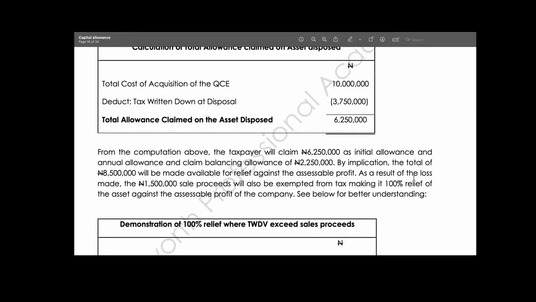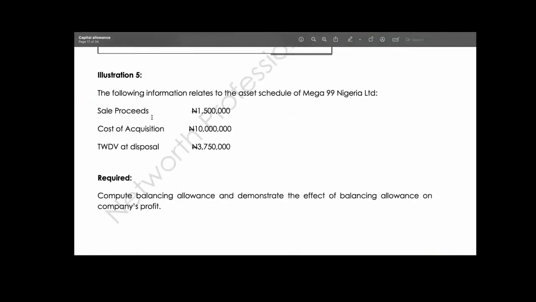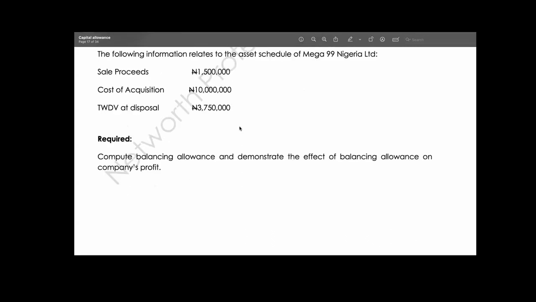As a result of the loss made, the 1.5 million will also be exempted from income tax. Do you understand me? When a company makes loss on disposal, the company will be exempted. Now, look at it. How did we know that this company made loss on disposal? This company acquired this asset for 10 million and disposed of the asset for 1.5 million. That means the company had lost value in terms of the asset disposal. So they disposed the asset for 1.5, but they acquired it for 10 million. That means they have a loss of how much? A loss of about 8.5 million.